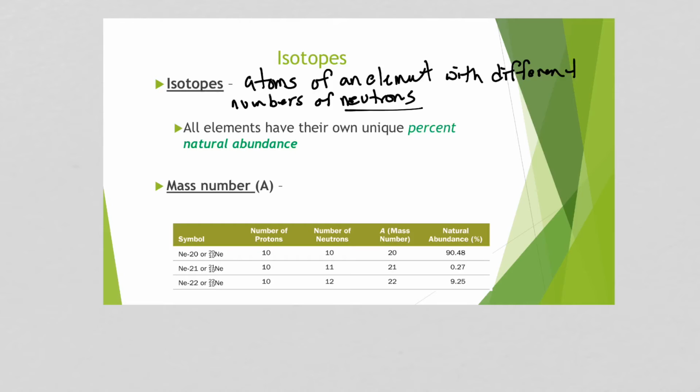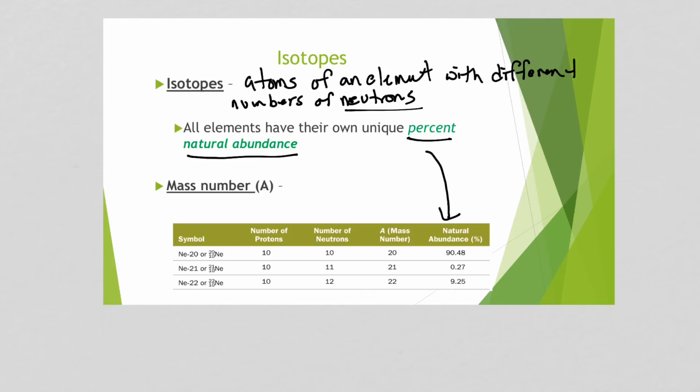Now, the other thing that's nice is that the various isotopes of an element always occur in the same percentages. So, for example, we have 3 isotopes of neon. They will always exist in this percentage. So there will always be 90.48% neon 20, 0.27% neon 21, and 9.25% neon 22. And that percentage will be the same no matter what sample of neon we have.